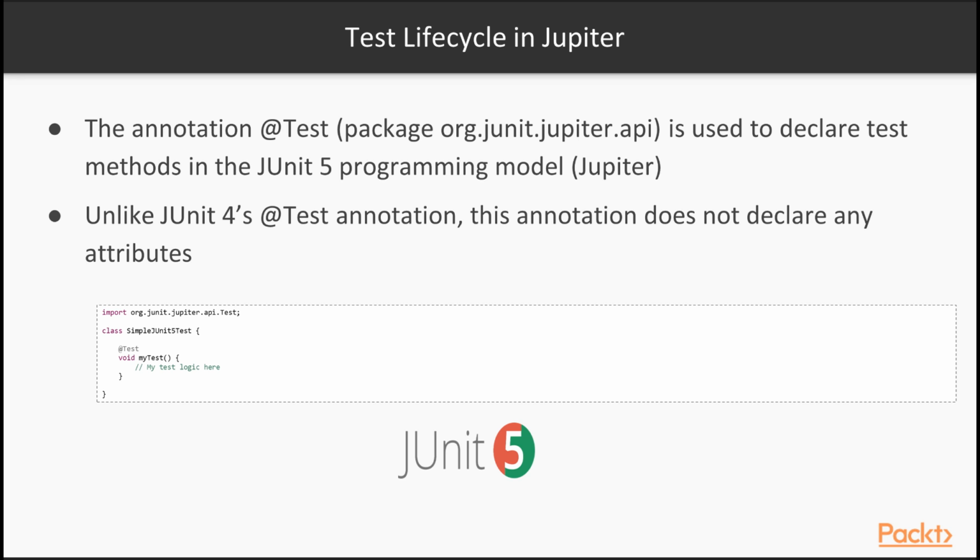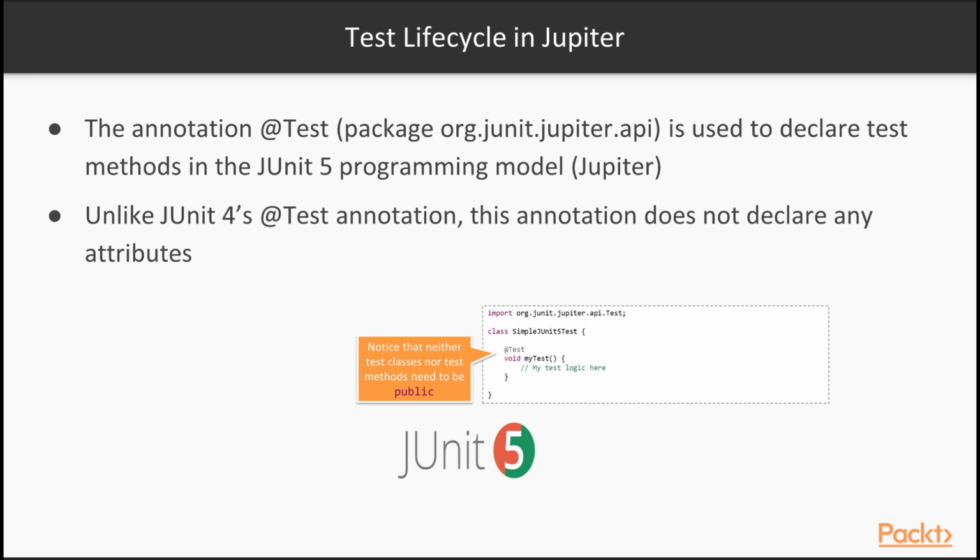Let's focus now on the JUnit 5 programming model. In Jupiter, the different parts of a test are identified using Java annotations. The most basic JUnit annotation is @Test, which identifies methods that have to be run as tests. Unlike JUnit 4's @Test annotation, this annotation doesn't declare any attributes. For example, as we will discover in video 2.1, expected exceptions and timeouts can now be verified with their own dedicated annotations. Take a look at this small Java class.